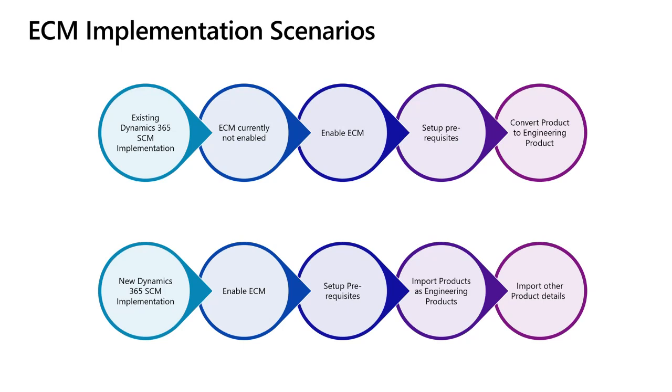The second option is a new implementation, where you are replacing your legacy ERP or other product management systems, and going forward, Dynamics 365 SCM will be your master of records. So how can you begin using engineering change management to manage your engineering products? You need to enable ECM and then complete any prerequisites. Then you can use the out-of-box data entities and data management framework to import products as engineering products, along with other product related information such as default order settings or BOMs or routes and things like that. So these are the two main scenarios which you will run into if you are thinking of implementing ECM.